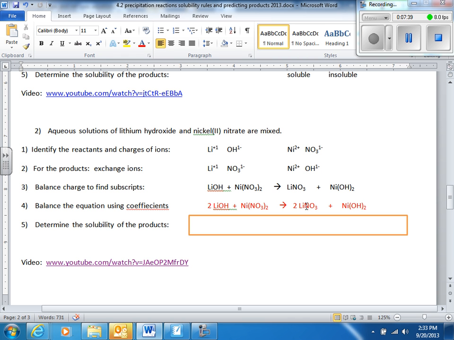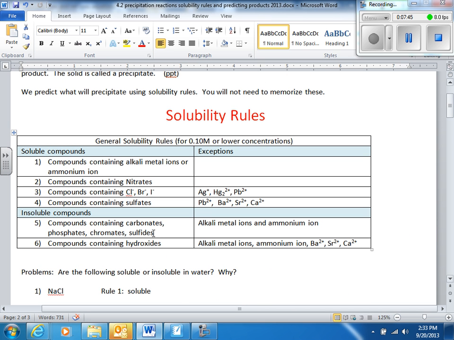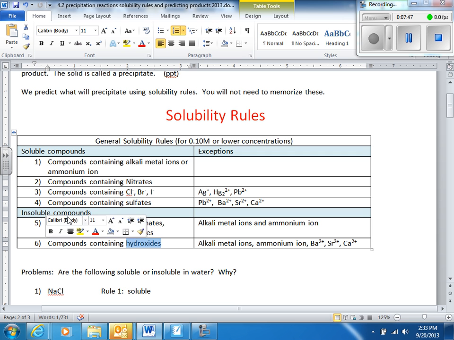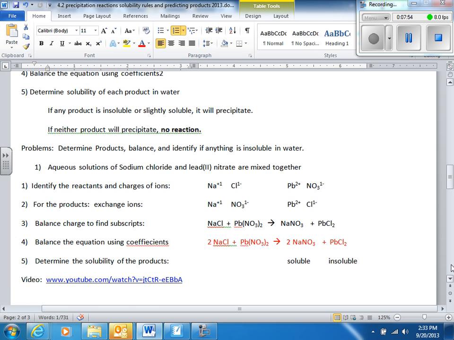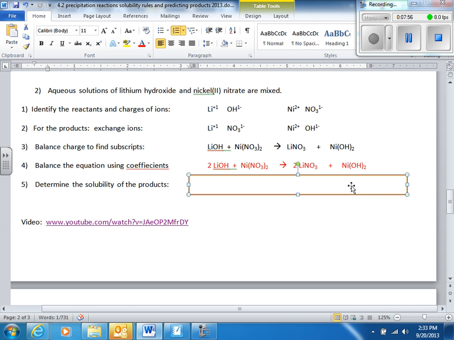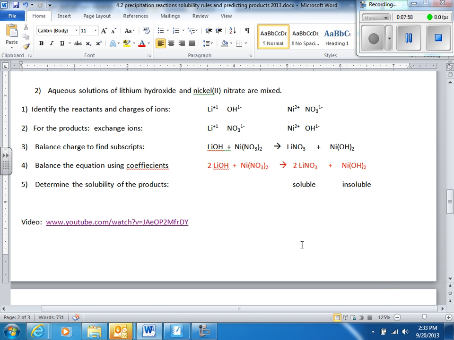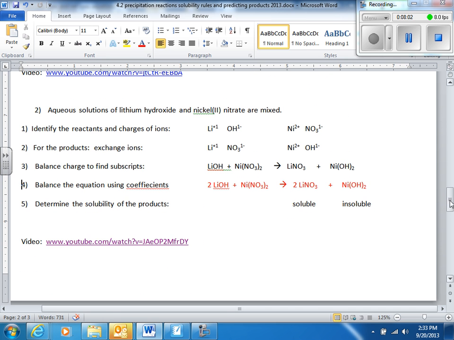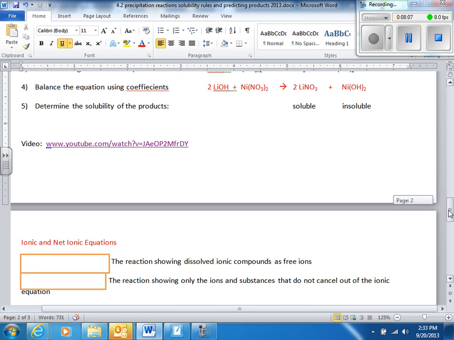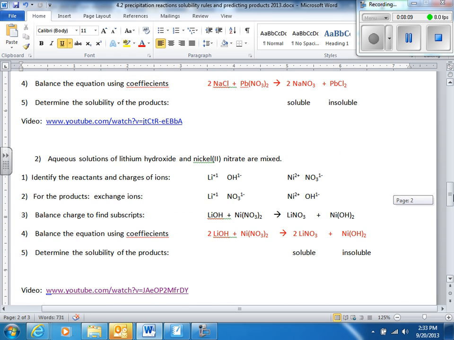Well, lithium is an alkali metal. All alkali metals are soluble, so this one is soluble. Hydroxides are insoluble. There's some exceptions, but the one we had was not an exception, so oops, here we go. The nickel 2 hydroxide is insoluble. Okay. If you want to see videos of these reactions happening, these are some videos that actually show those precipitation reactions for each one.